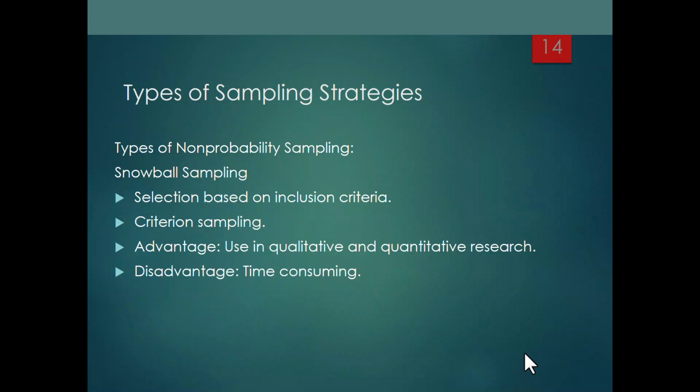Snowball sampling involves selecting participants from the target population because of their fit with the purpose of the study and inclusion criteria. Once the researcher finishes surveying or interviewing the participant, the researcher will ask the participant to tell others about the study. So if someone the participant spoke with is interested in participating in the study, they would be instructed to call the researcher. The advantage of snowball sampling is also that you can use it in both qualitative and quantitative research. The disadvantage here is also that it's very time consuming.